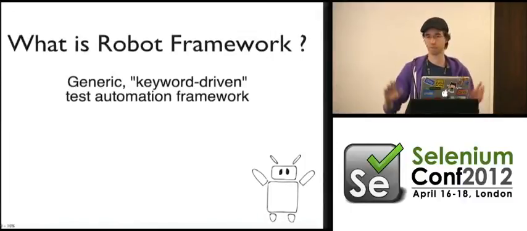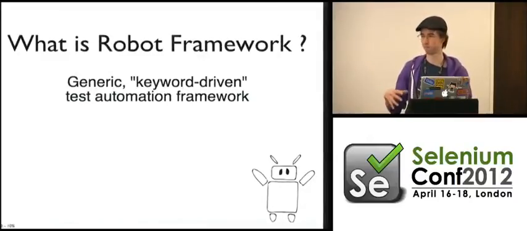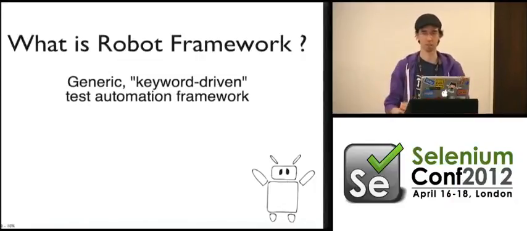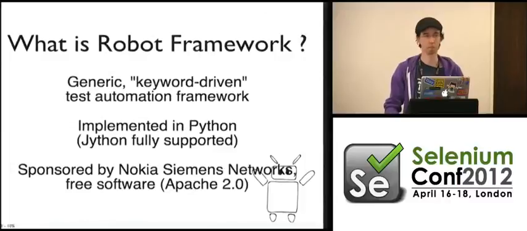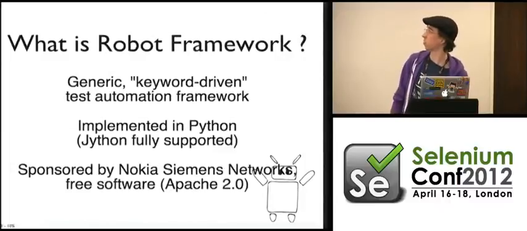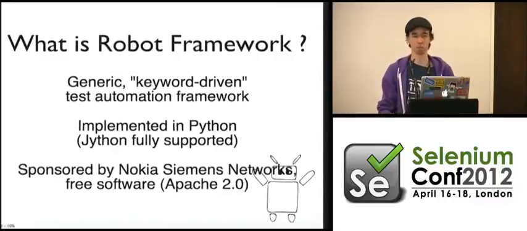Robot Framework is a generic keyword-driven test automation framework. Because that sounds so generic, I'm going to at least give you an impression of how that feels, showing lots of code and lots of examples. It's implemented in Python, but Jython, the Python version that runs on the JVM, is fully supported by the core team. So extending Robot Framework with Python and Java is treated as a first-class citizen. It's sponsored by Nokia Siemens Networks. It's been open source for quite a few years now, licensed under the Apache 2 license, and it's free software.